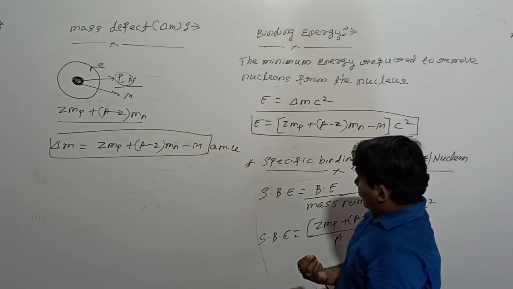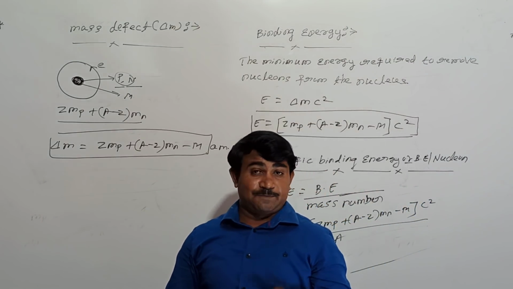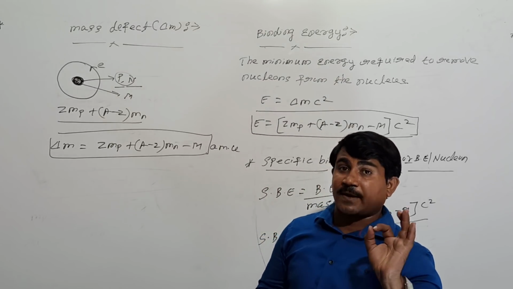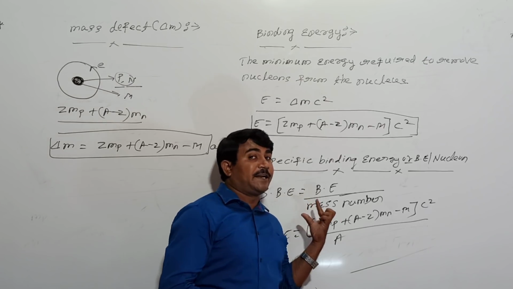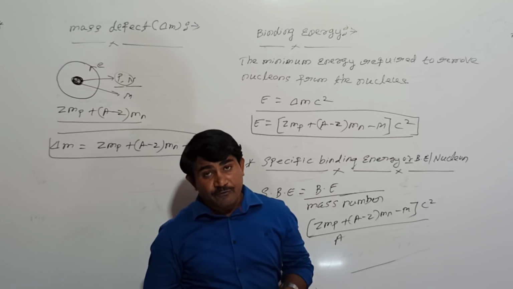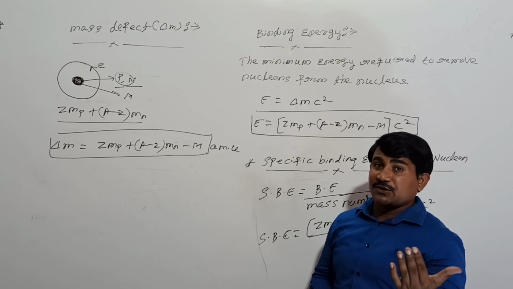But the significance of specific binding energy is that specific binding energy or binding energy per nucleon indicates the stability of the nucleus. Now we have to see the graph of specific binding energy versus mass number. That we will see in the next video.